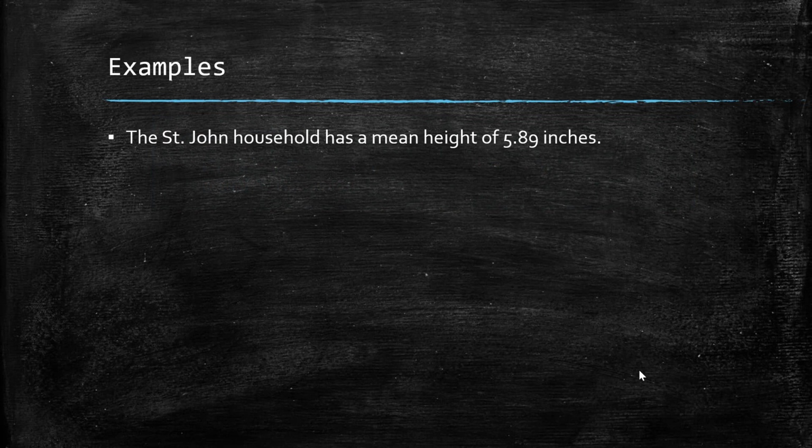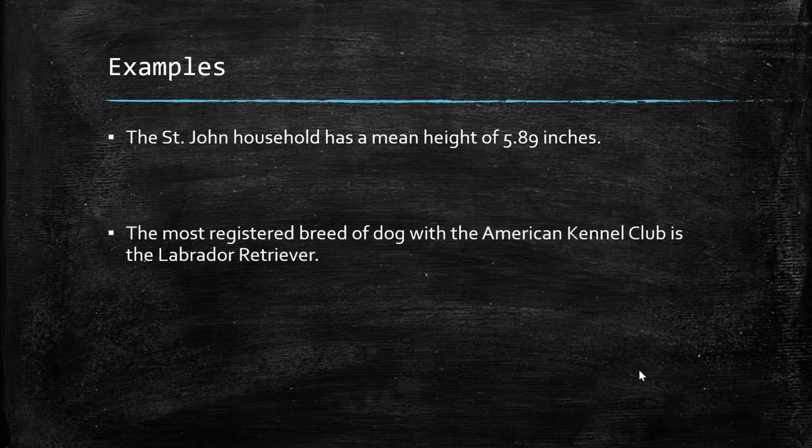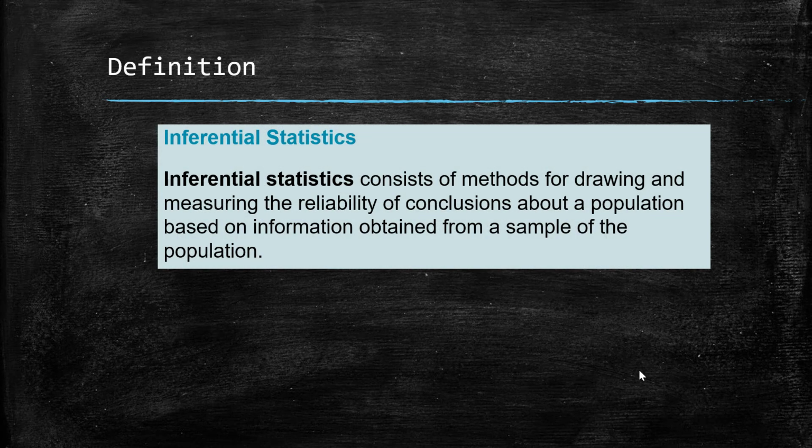or a population. So for example, the St. John household has a mean height of 5.89 inches. That describes my household entirely. The most registered breed of dog with the American Kennel Club is a Labrador Retriever. Again, it's describing the most registered breed out of everyone. And the Hershey's Kiss has 22 calories. Again, describing a thing.